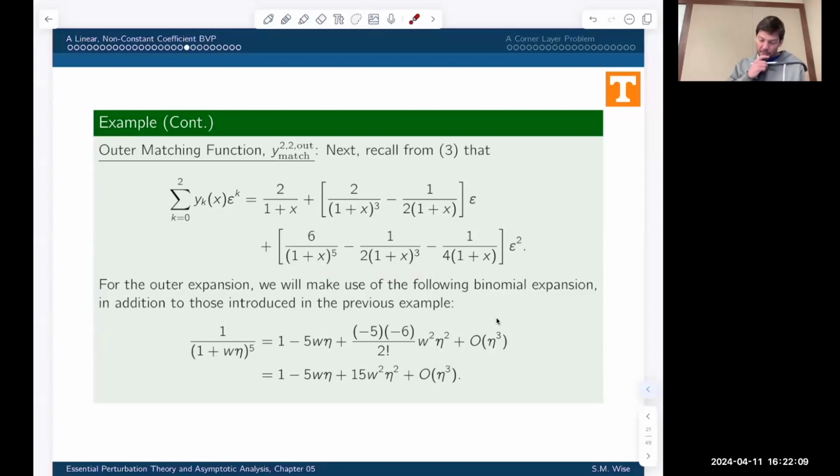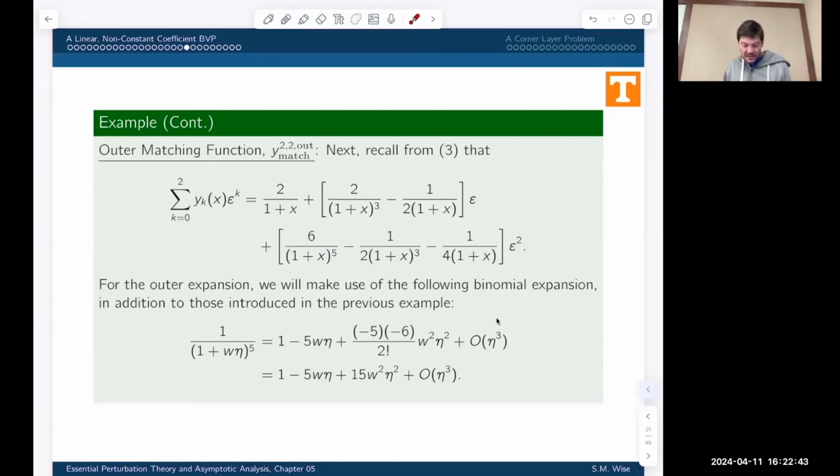Now for the outer solution expansion, we already mentioned a couple of binomial expansions that we needed. One was 1 over something to the first power. The other was 1 over something to the third power. And now we need the fifth power as well, because these are the terms that appear for us in the expansion up to second order. Here's the fifth power. We already have this expansion and this one in a previous slide, so go back and grab those.